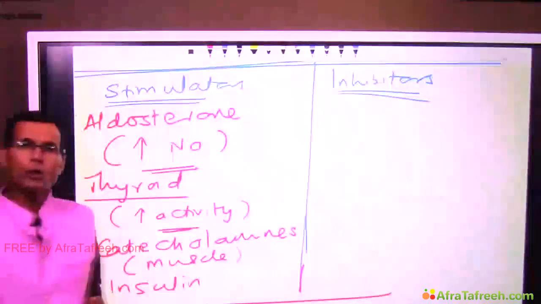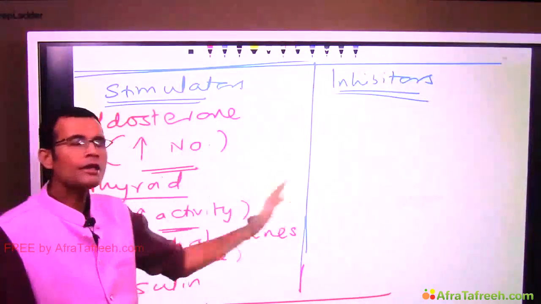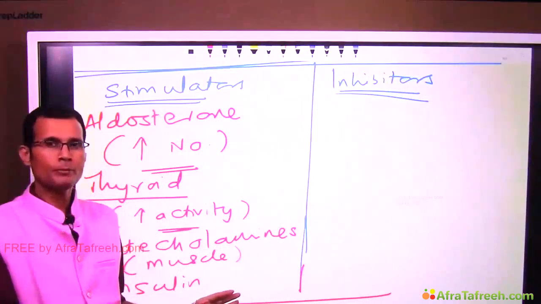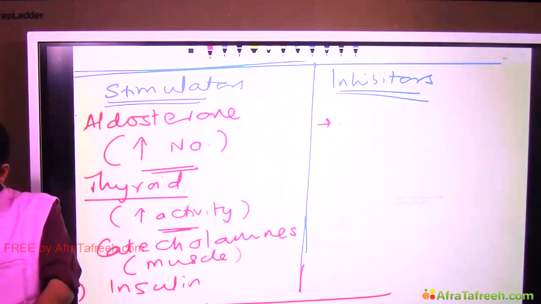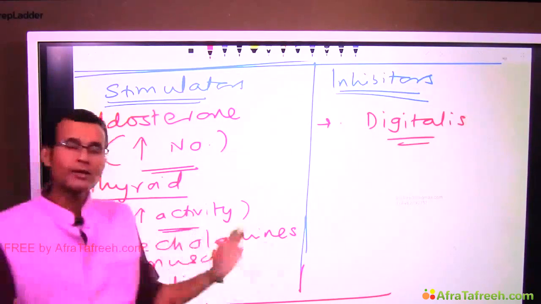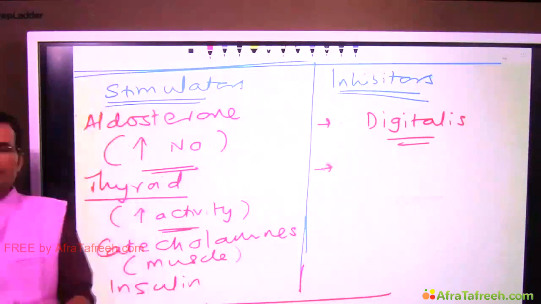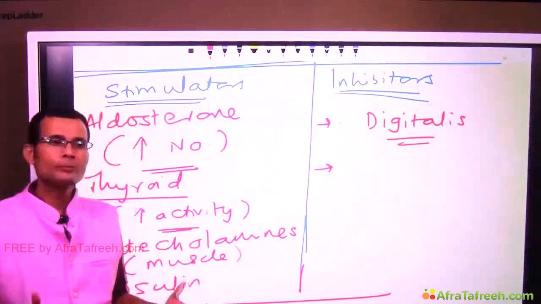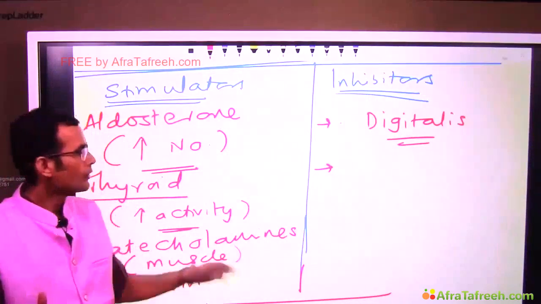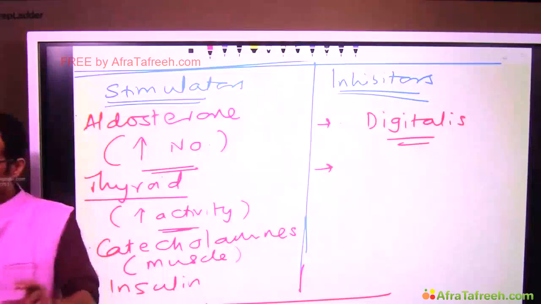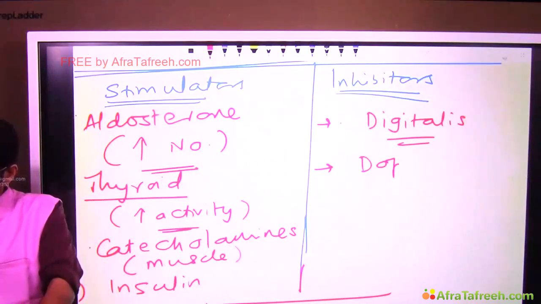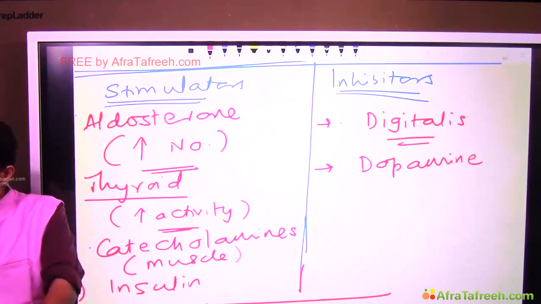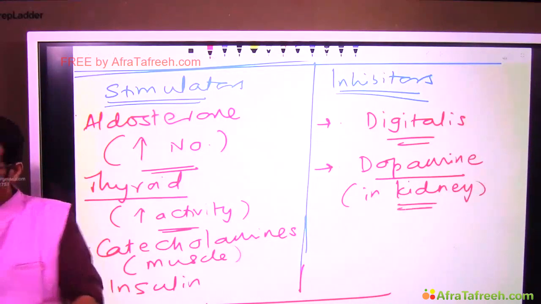Inhibitors, all these, remember, are the inhibitors of the sodium potassium pump. For instance, digitalis, we saw this some time back. Digitalis binds to the pump and inhibits the pump. Some diuretics are also known to inhibit the sodium potassium pump. That's how they cause natriuresis and diuresis. So some diuretics are known to do that. That was another D. Then dopamine. Dopamine inhibits the pump in the kidney.